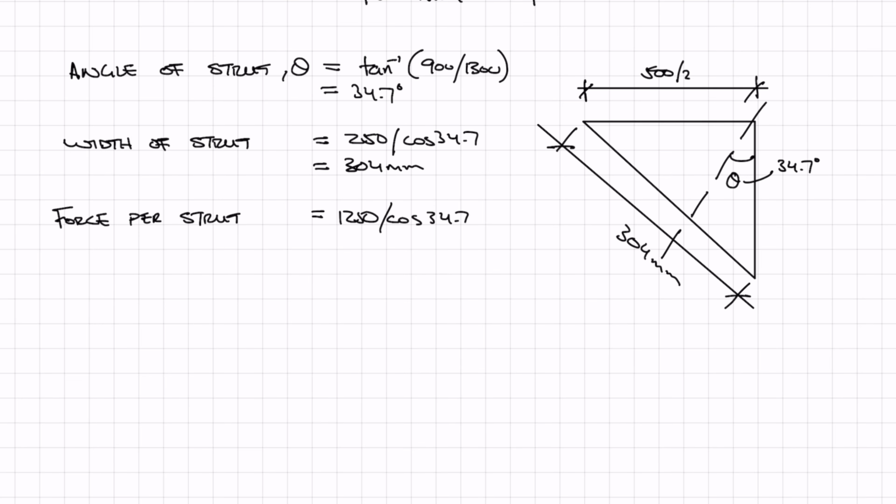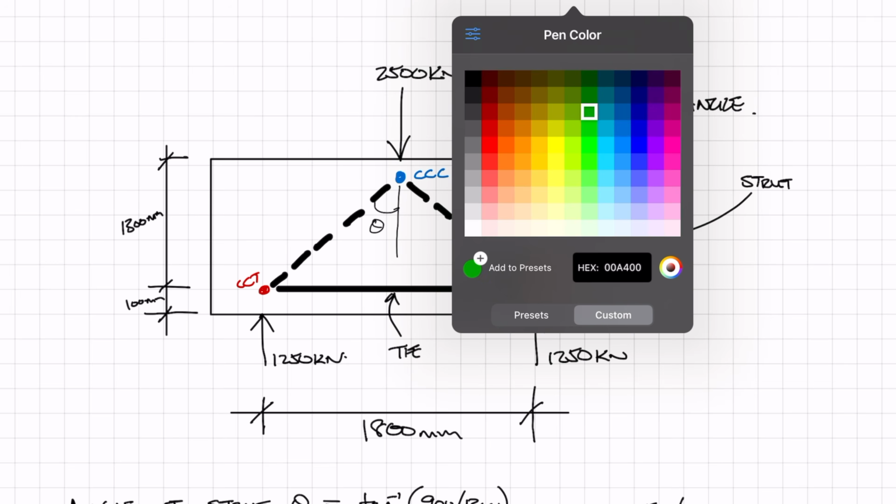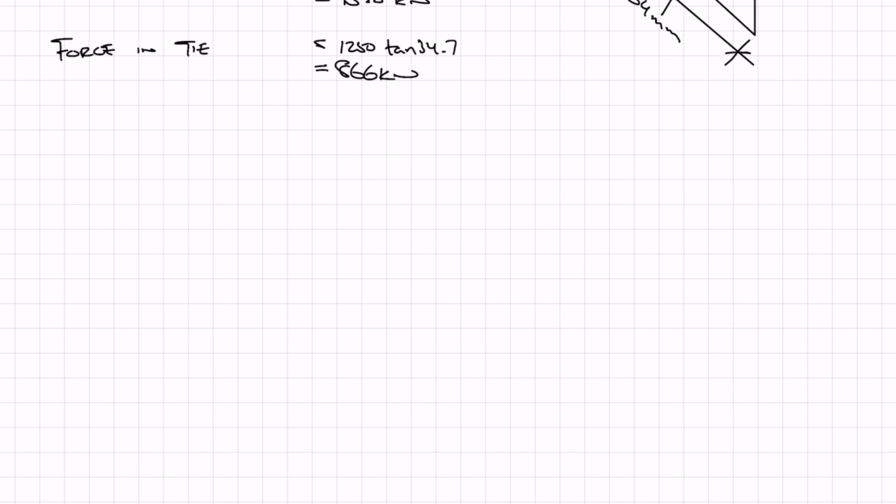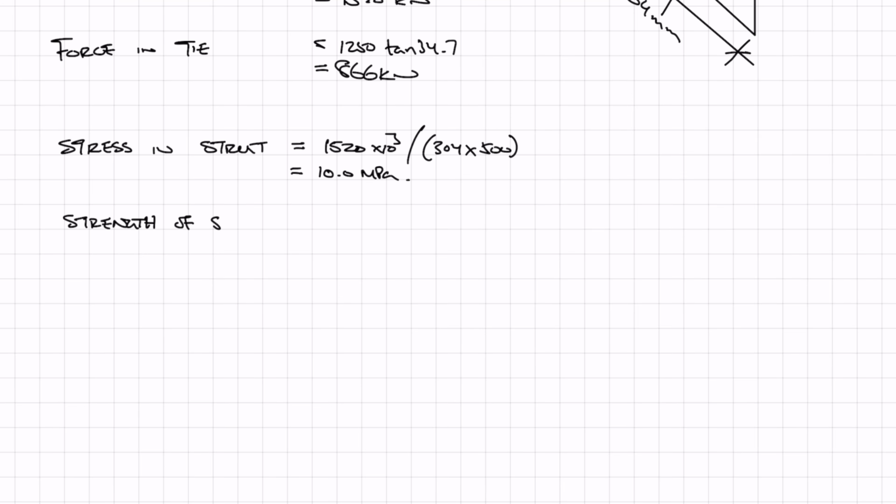In the strut, we resolve the force to get 1,520 kilonewtons, then we can resolve again to get the tie force, which is 866 kilonewtons. We can then check the stress in the strut and make sure it does not exceed the maximum allowable stress. So simply divide the strut force by the area of the strut to get 10 MPa. The maximum allowable stress is then calculated using the equations I showed earlier to be 10.6 MPa.